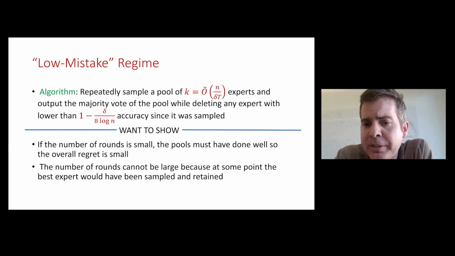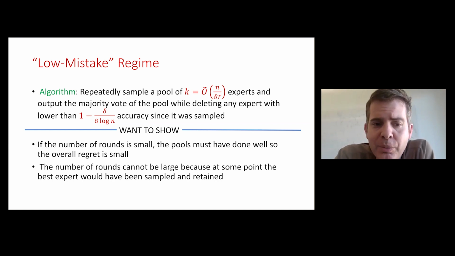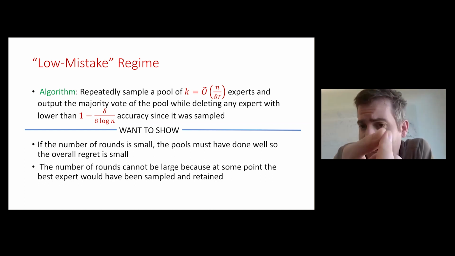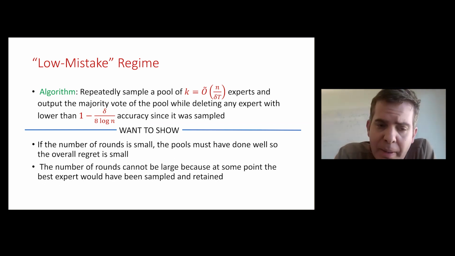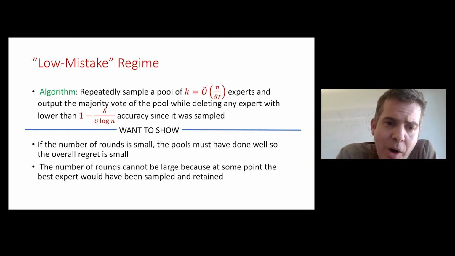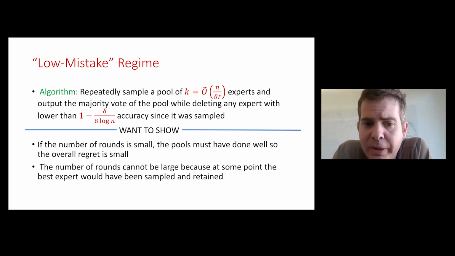And what you're going to do is delete any expert which is pretty inaccurate. If you keep track of its accuracy, which you can, it's just a counter, and if it's wrong on more than a delta over log n fraction of days, then you delete that expert. So that's the algorithm, the whole algorithm, okay?